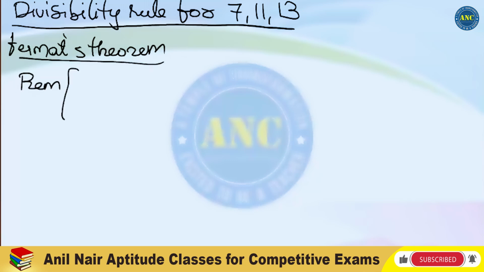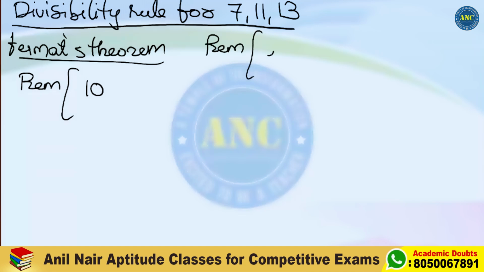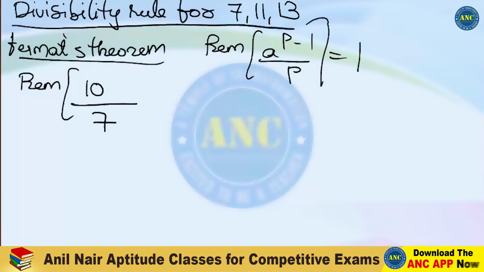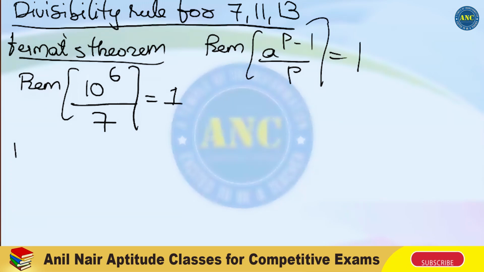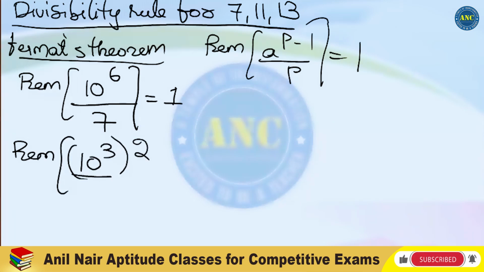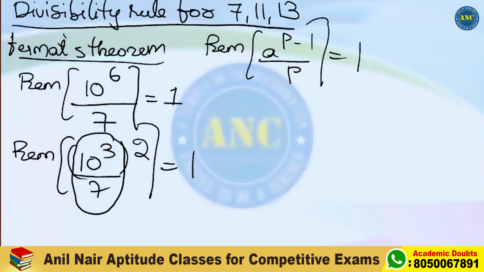the remainder, when a power p minus 1 is divided by p, is 1. That means if the denominator is 7, the power will be 6. 10 power 6 when divided by 7 is 1. When 10 power 6 divided by 7 is 1, can I write it as 10 cube whole square when divided by 7 is 1? If I call 10 cube divided by 7 as x, then x square is 1. That means x will become plus or minus 1.